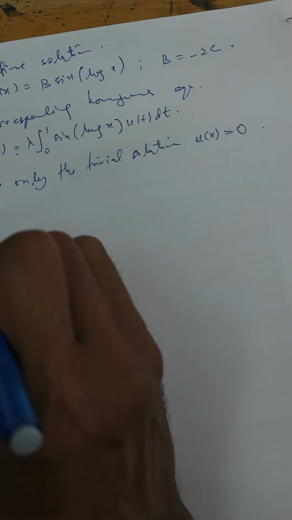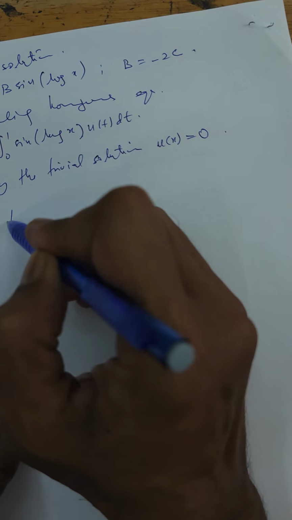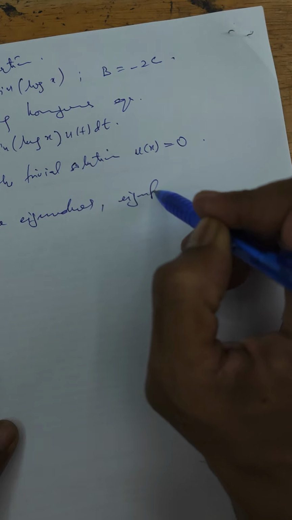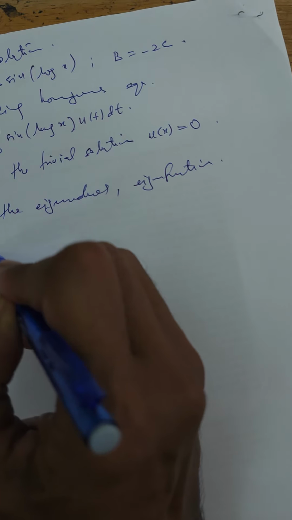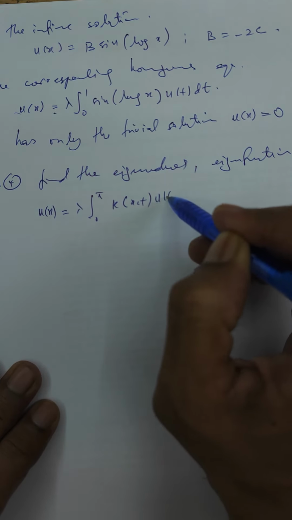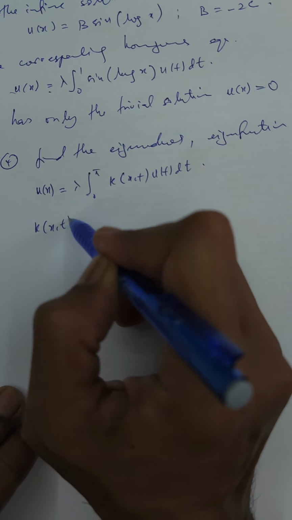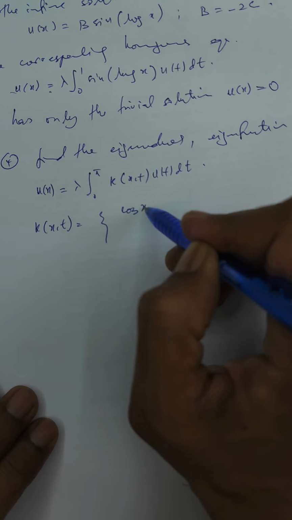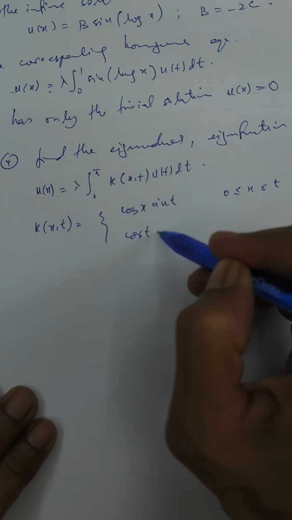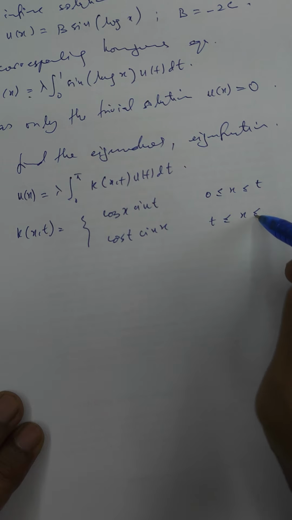Now we look at an example of how to find the eigenfunction for the homogeneous integral equation. Example number 4: find the eigenvalues and corresponding eigenfunctions for u(x) equal to lambda times the integral from 0 to pi of k(x,t) u(t) dt, where k(x,t) is given as cos x sine t for 0 ≤ x ≤ t, and cos t sine x for t ≤ x ≤ pi.